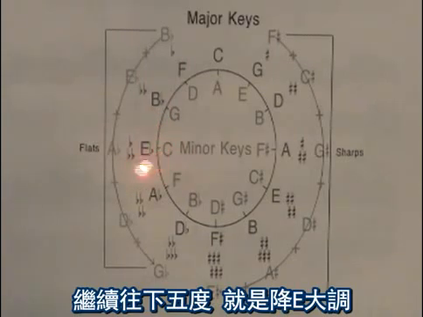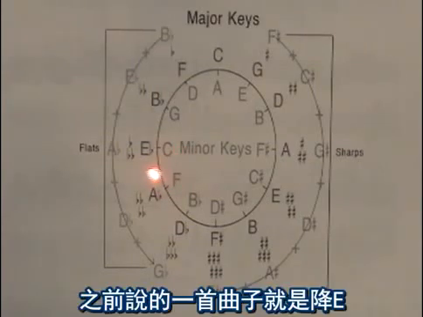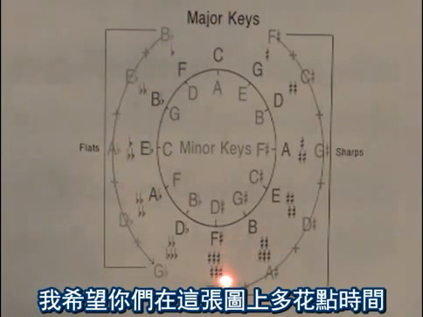And that's the E flat major. And that was the first piece that I showed you that has 3 flats. And that's B flat, E flat, and A flat. Okay? I encourage you to really spend some time to go through this diagram.